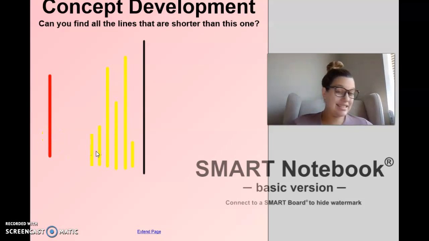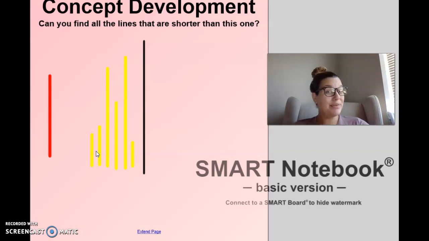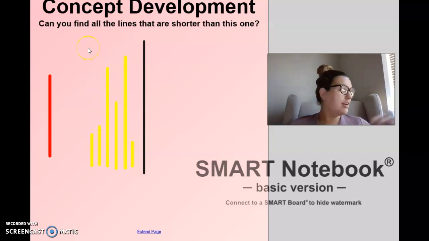So, you do have an exit ticket today. But what I think would be really fun for you to do is to find a piece of string, if you have one around the house, and measure things all around your house. That'd be super cool. And you can figure out if the string is longer or the object is longer. So let me show you.